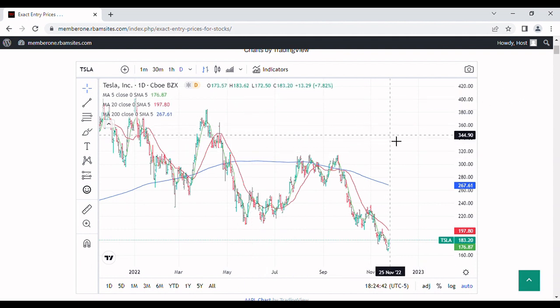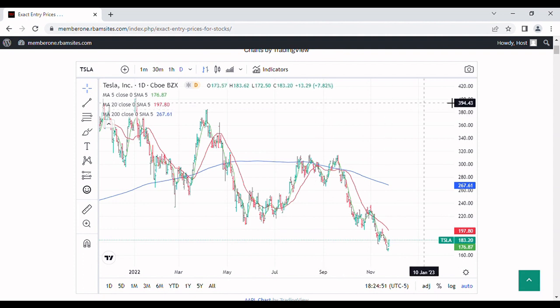We're going to look at a 1 hour, a daily, and a weekly chart with some moving averages on it, and then we'll show you some algorithmically generated entry prices, and we'll show you how to get those for free at the very end. So stick with us.